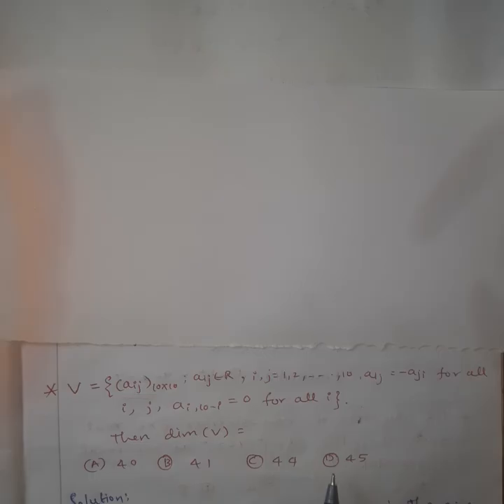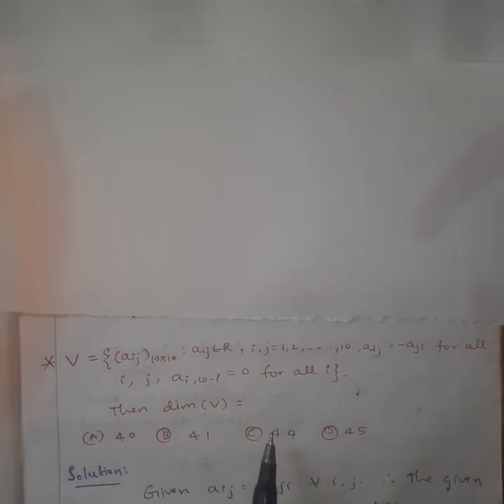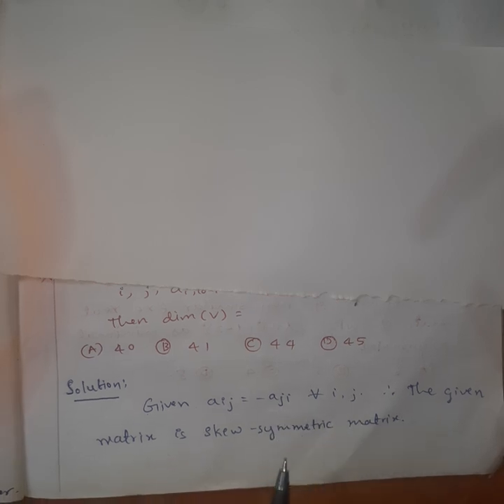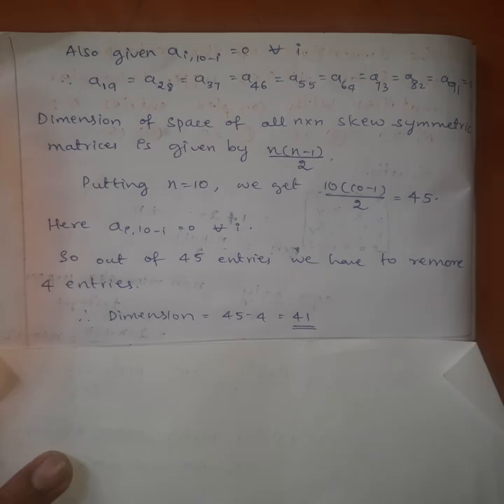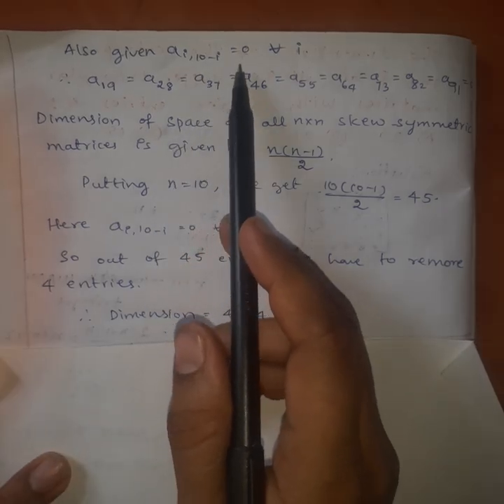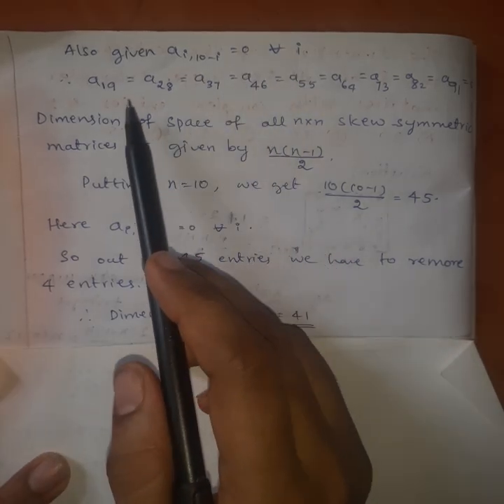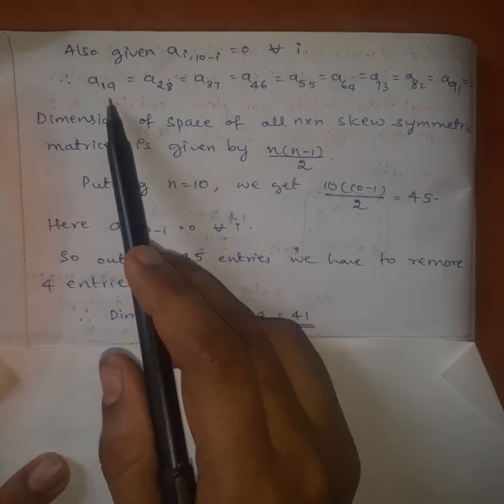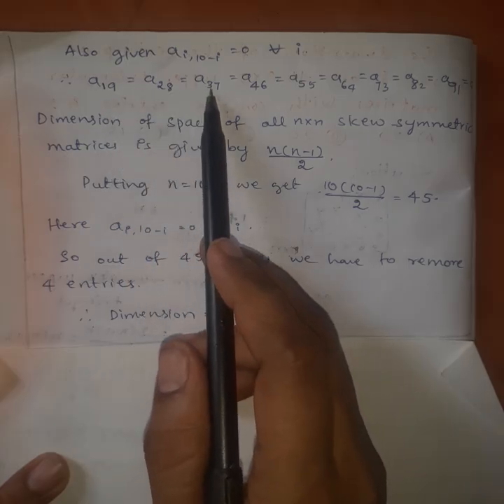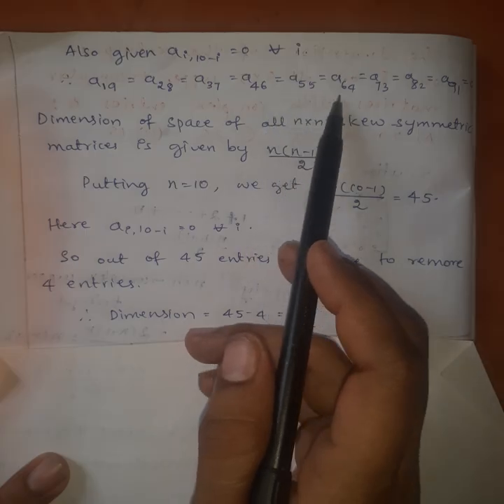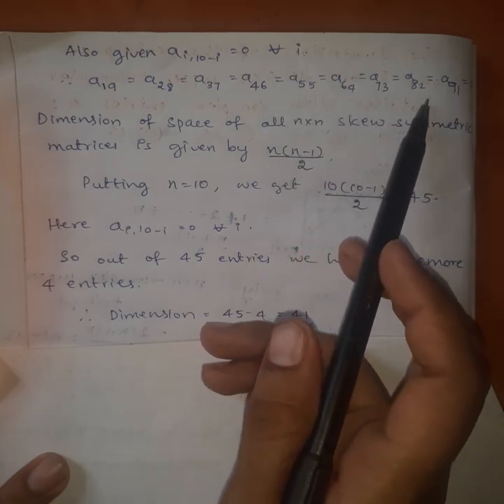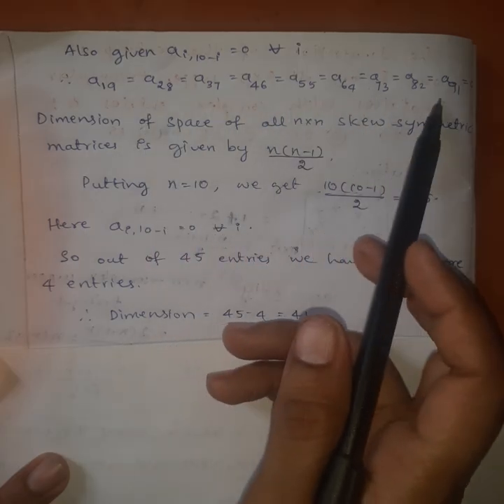So how can we evaluate? Let us see. Given A_ij equal to minus A_ji for all i and j, this means the given matrix is a skew-symmetric matrix. Also given A_i,10-i equal to 0 for all i. So this indicates that A19, A28, A37, A46, A55, A64, A73, A82, A91, all these entries are 0.